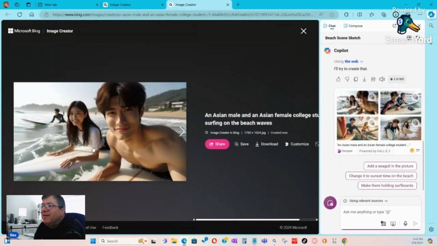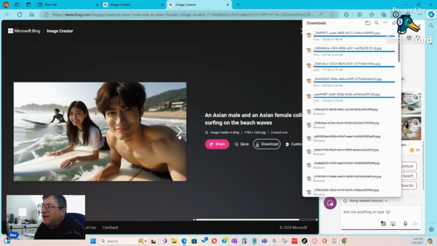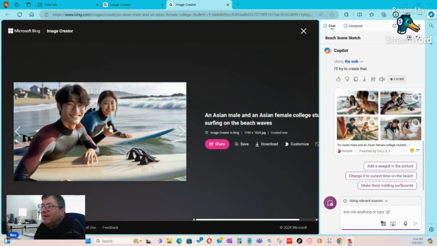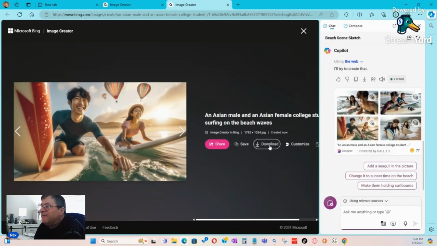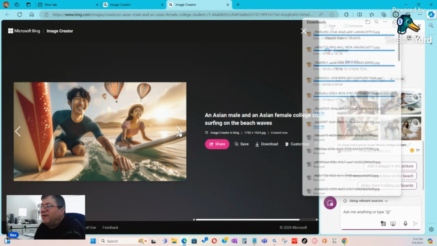Look at that. Now they're both on their surfboards, which is kind of like what I originally had wanted: a male and a female. They're both college students, and they both have their surfboards, and they're on the beach, which is kind of what I wanted.